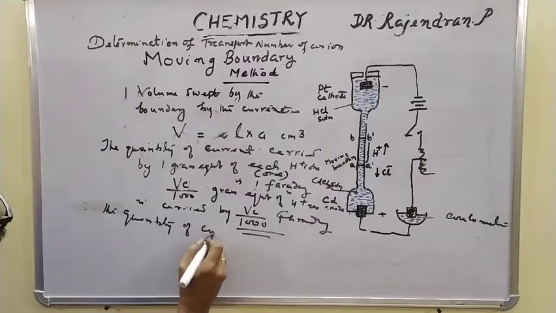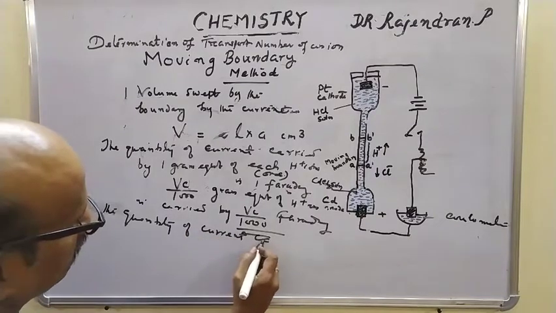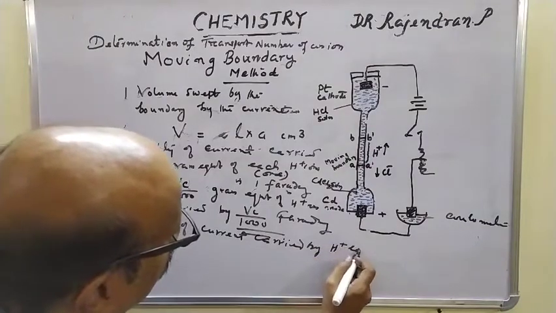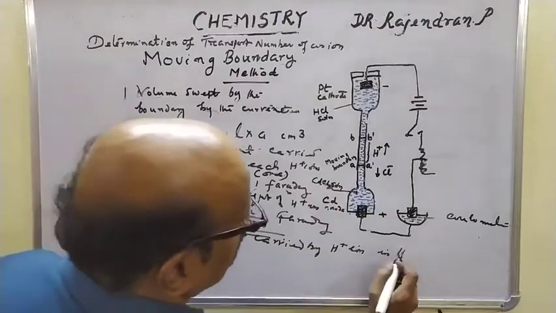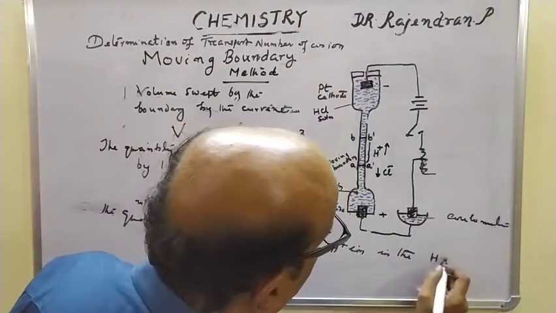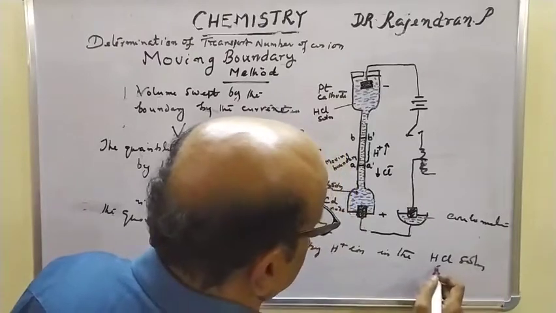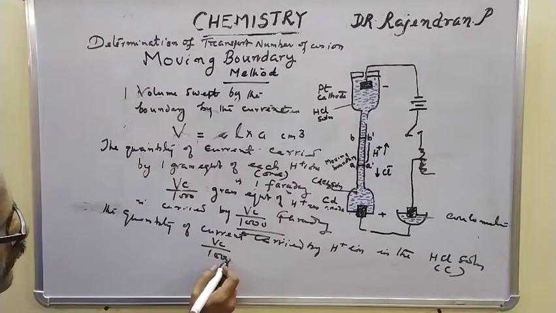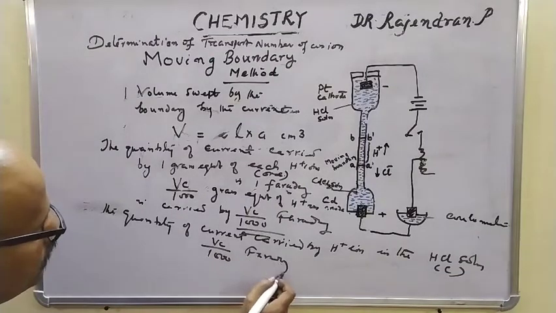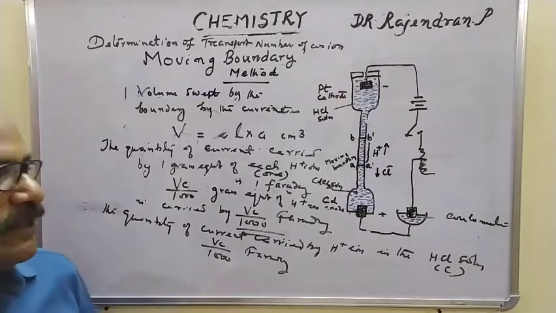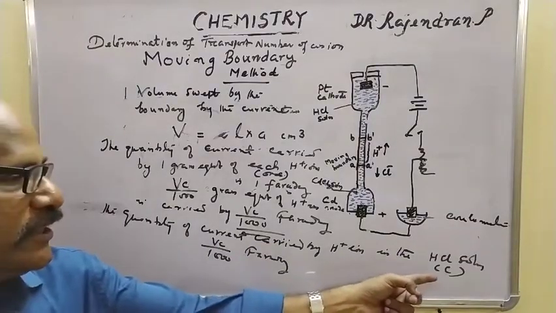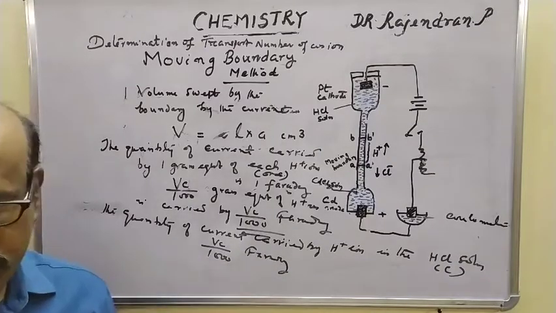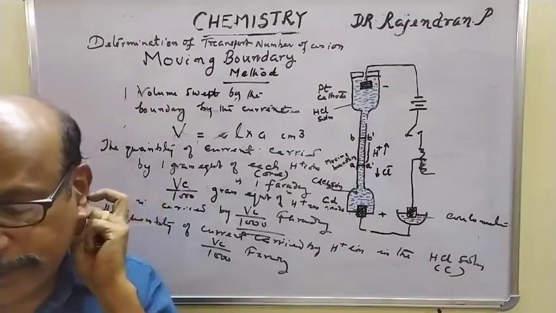The quantity of current carried by the H plus ion in the HCl solution of concentration C is Vc by 1000 Faraday. Then the total quantity of electricity passed through the electrolyte.